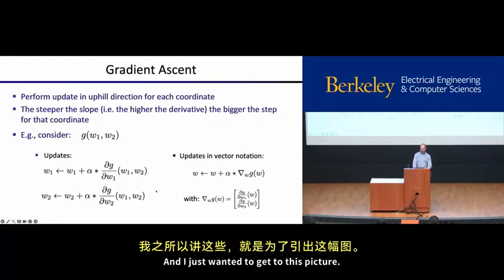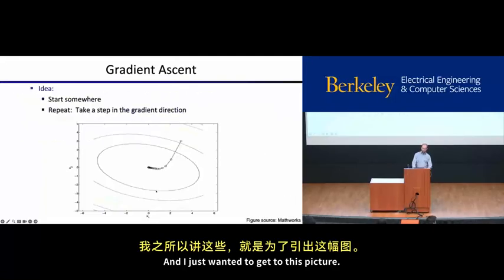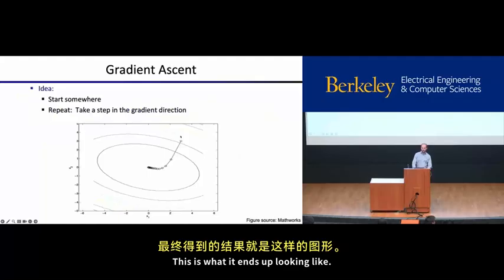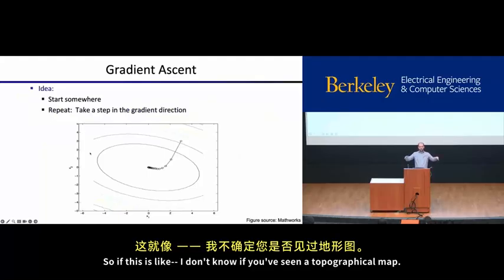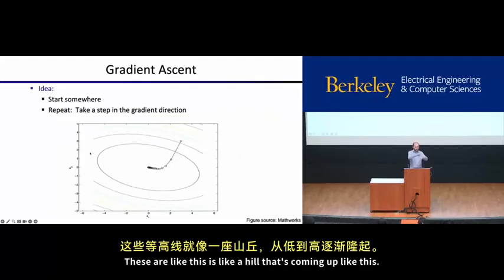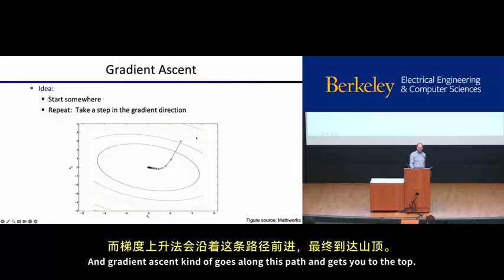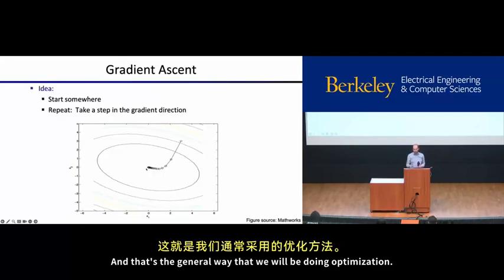And I just wanted to get to this picture. This is what it ends up looking like. I don't know if you've seen a topographical map. This is like a hill that's coming up like this, and gradient ascent goes along this path and gets you to the top. And that's the general way that we will be doing optimization.